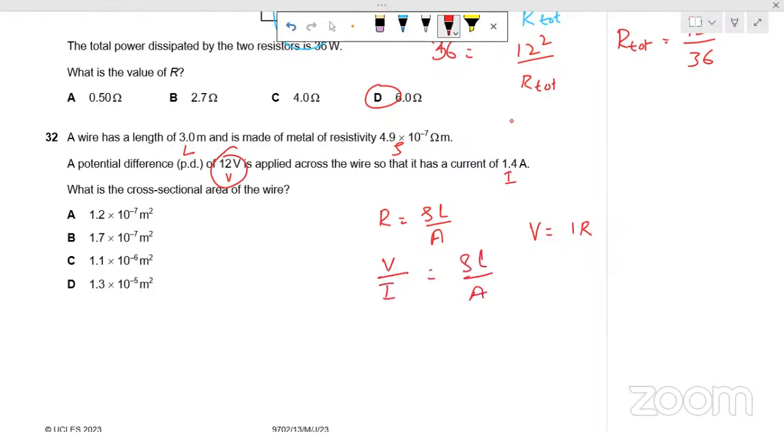So we have to find the cross-sectional area of the wire, that is rho L I divided by V. Just put in their values: meter, ohm meter, volt, and you get the area. What is the cross-sectional area of the wire? You will get that. So the answer is B.